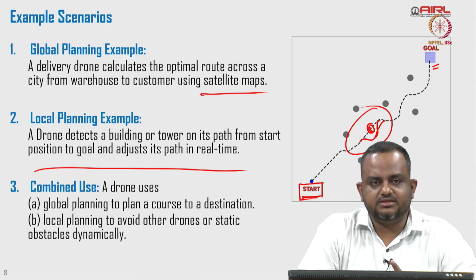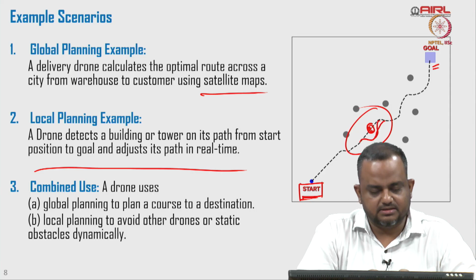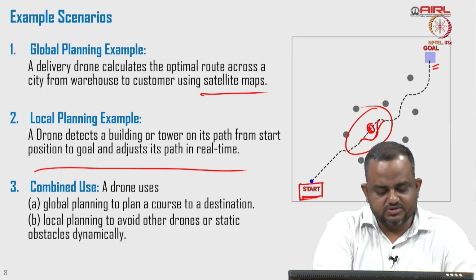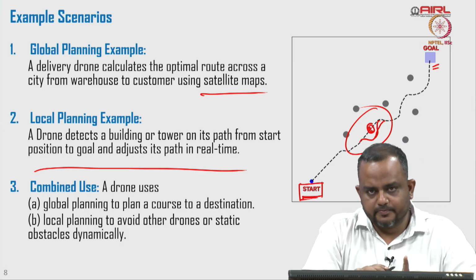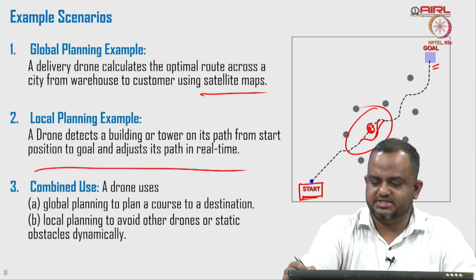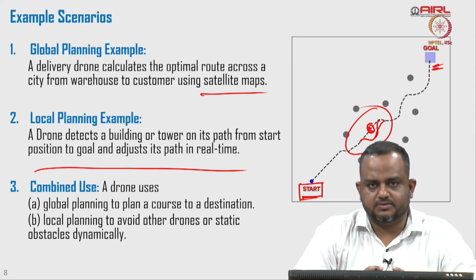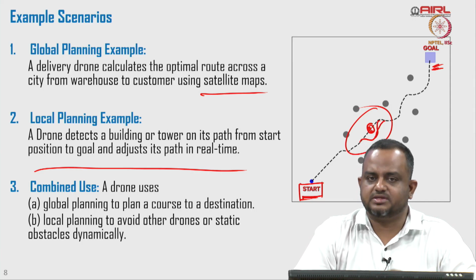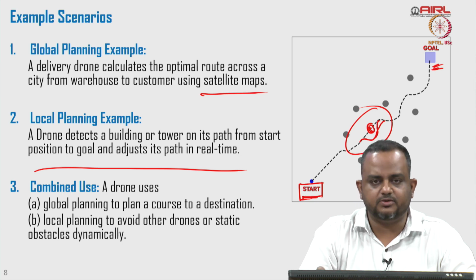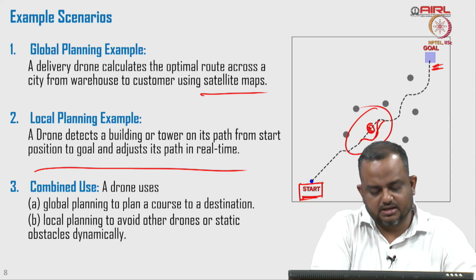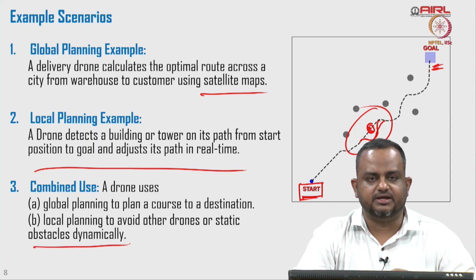Now, when we combine global and local planning, that is what a drone control system is designed to do. It uses global planning to plan the course to the destination or goal location. Now, when it encounters some obstacles, unknown objects or other aerial vehicles in this environment, it reroutes in real time. So, local planning is done dynamically.